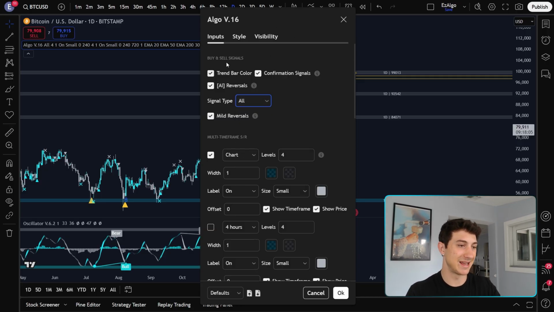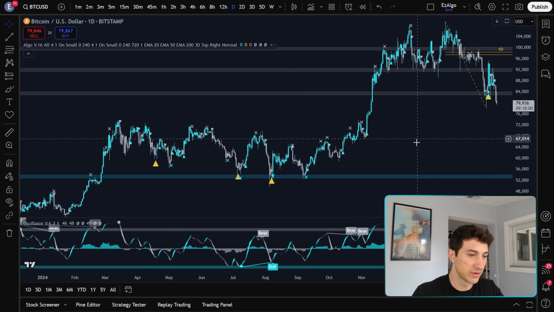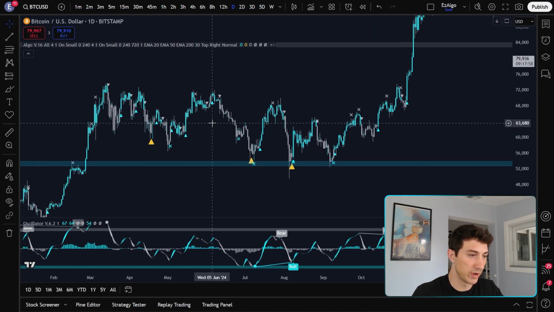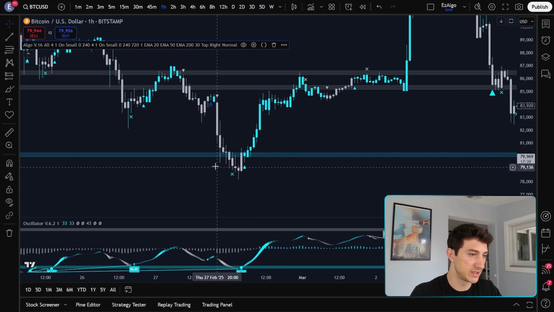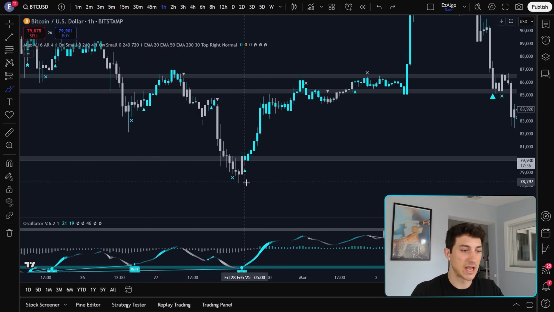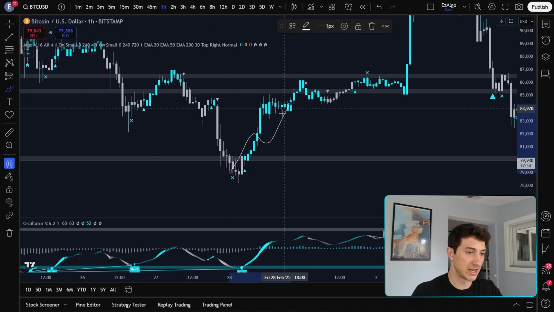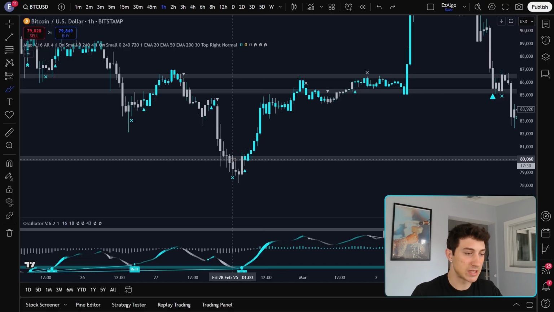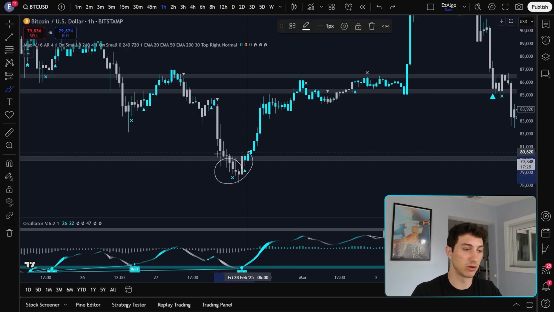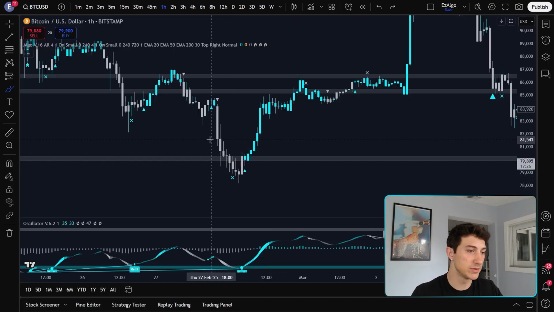And last but not least, in the buy and sell signals, we have the mild reversals. Now the mild reversals are these little blue and gray X's. Okay, perfect. So you can see here, we get these little X's telling us that price may reverse in the near future. So these can either be used as an entry trigger, telling you to start looking for positions, or this can be used as a take profit.